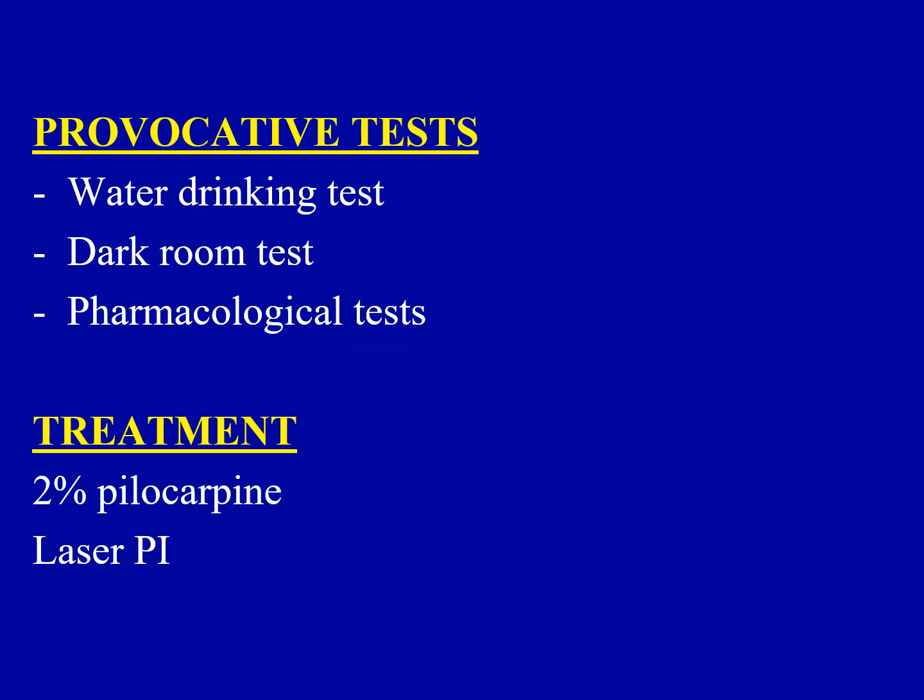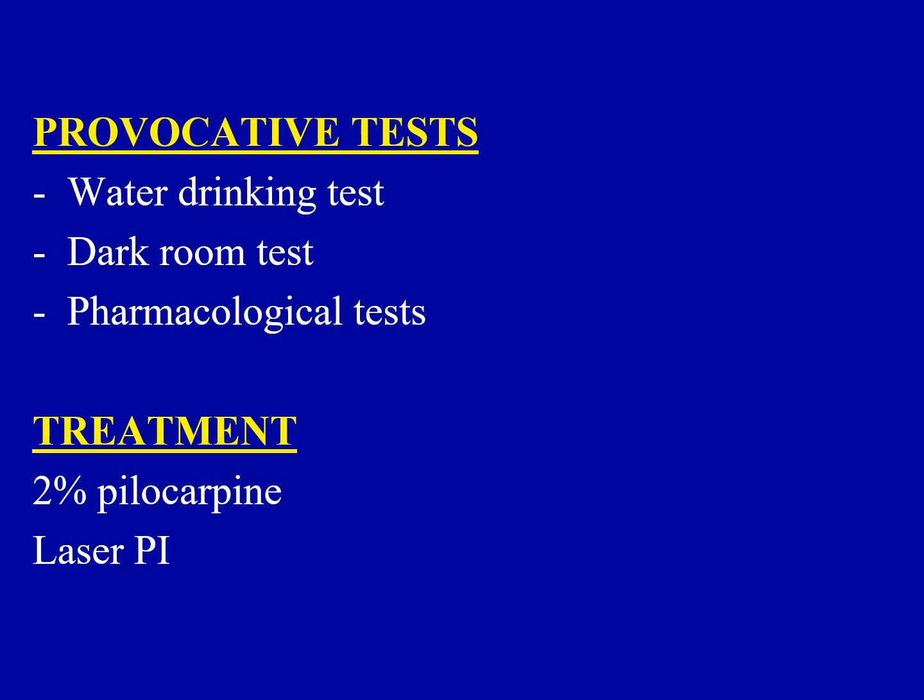By the provocative test, we come to know whether this patient is prone to have subacute intermittent attacks later on, leading to acute narrow angle glaucoma or acute congestive glaucoma. We can do the water drinking test, dark room test, pharmacological test.